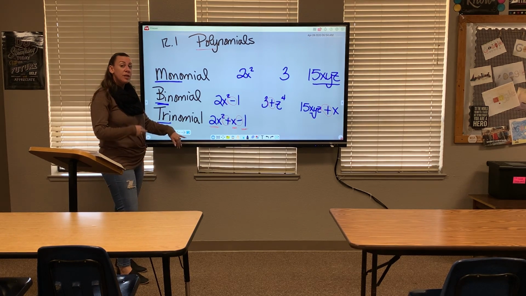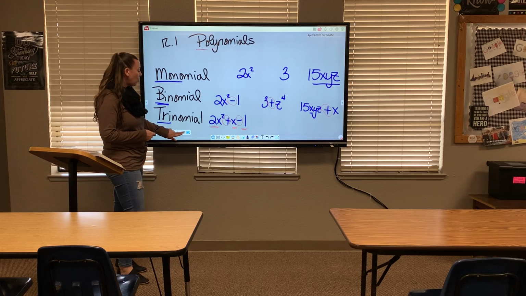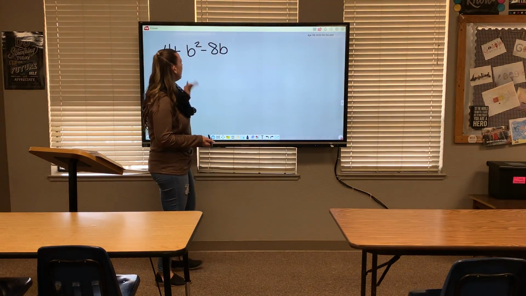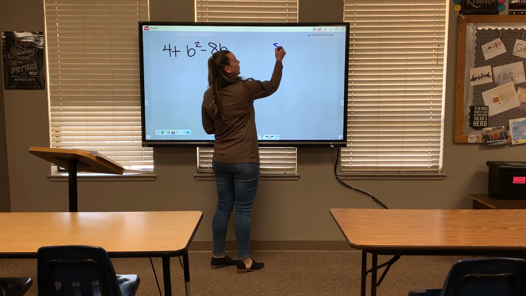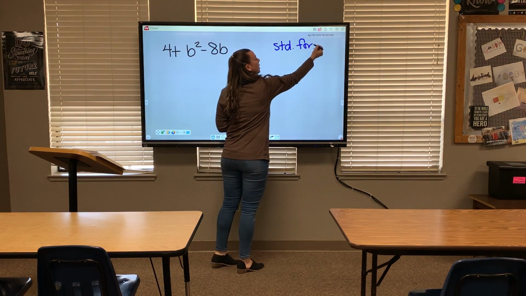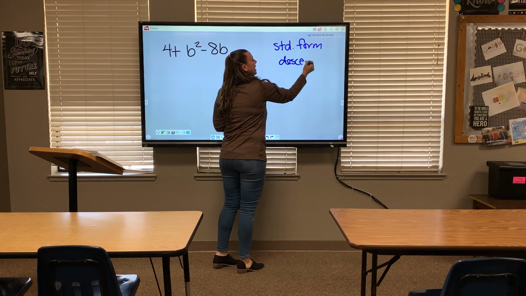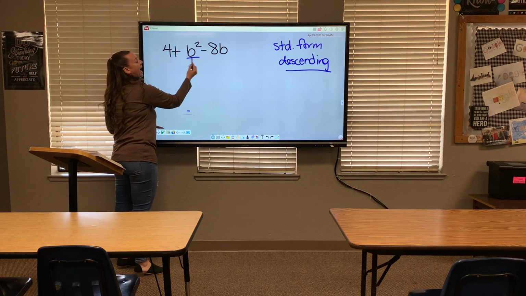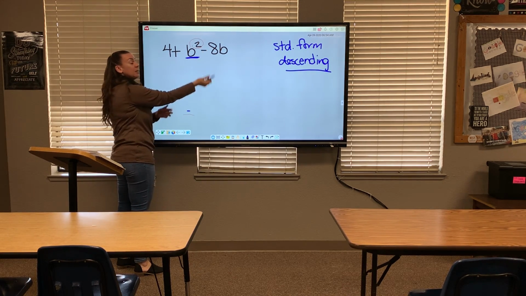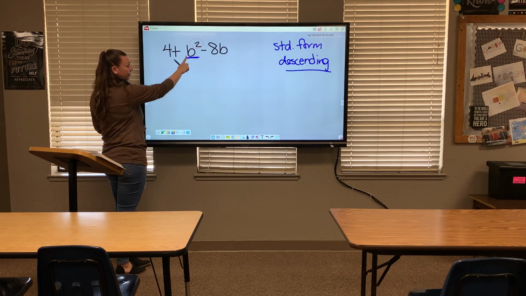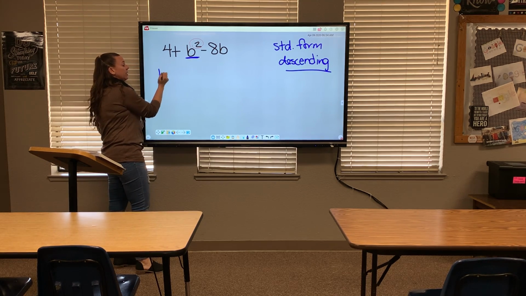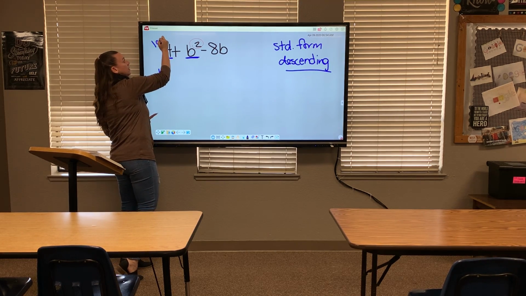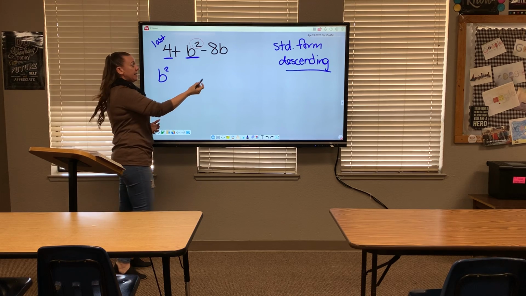Let's go ahead and look at the next one, and we're going to work with putting them in standard form. So standard form, what in the world? Okay, standard form means descending order. So I'm going to go ahead and write that. Standard form is just another way of saying descending order, okay? What that means is I'm going to look at the term with the highest exponent. I'm going to look at that exponent, and that is what comes first. So if I have a b squared, it is going to come first, and then I work down. My constants should be last. So that 4 is going to come at the end.